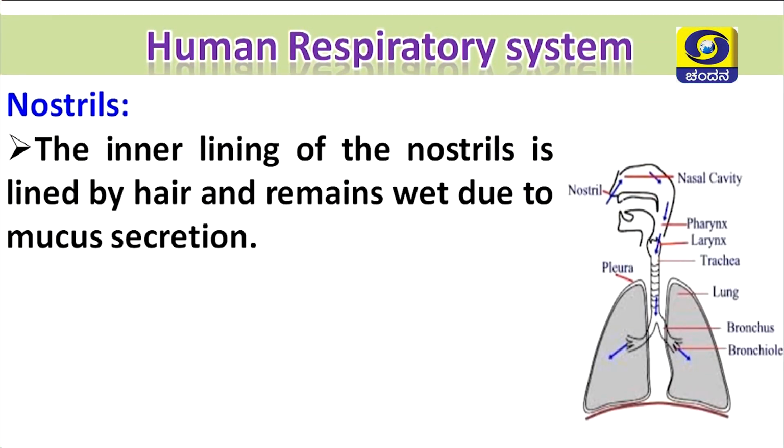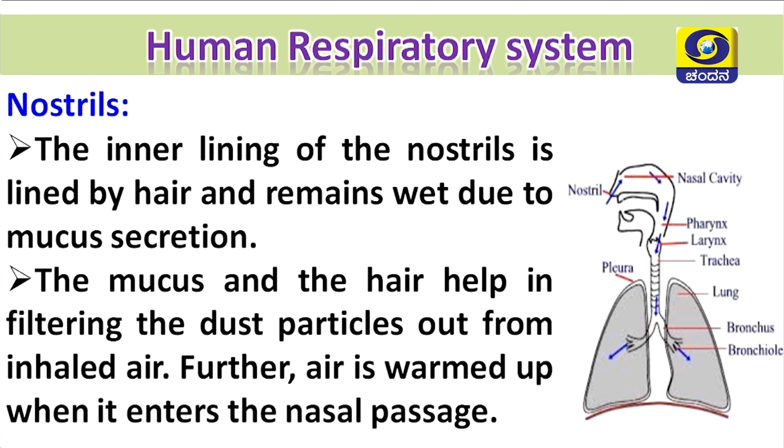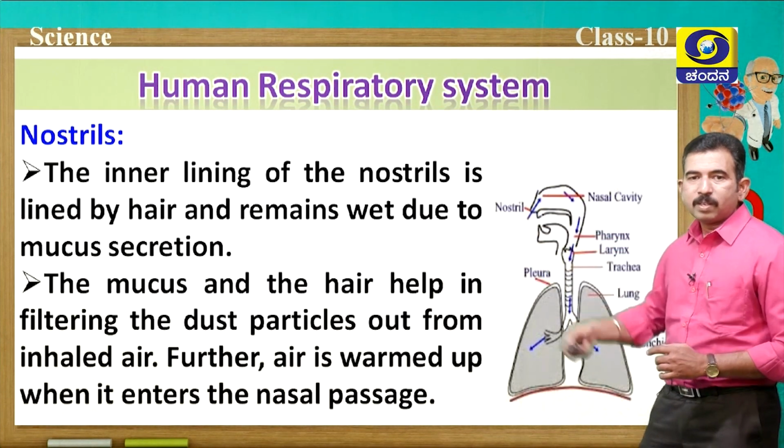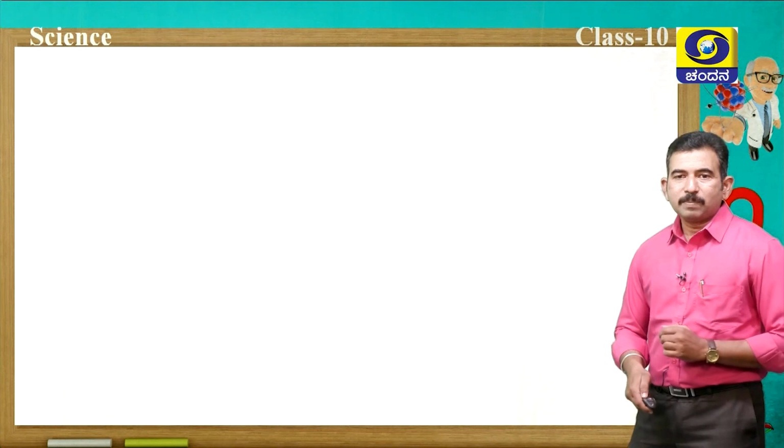First one is nostrils. We possess a pair of nostrils which converge to form a nasal passage, and the inner lining of the nostril is lined with minute hairs and also remains wet due to mucus secretion. The mucus and the hair help in filtering the dust particles out from the inhaled air. Further, air is warmed up when it enters through this nasal passage. You can see in this particular picture the nostril through which we inhale the air, which is followed by the nasal passage.